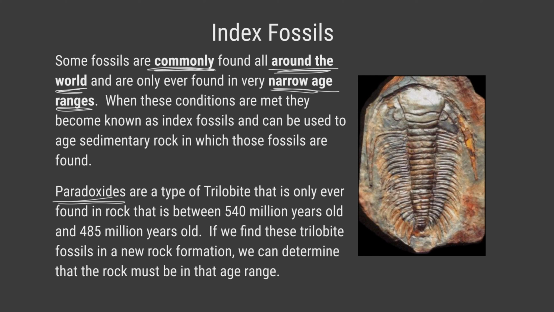They're found all the time, and they are never, ever found outside of that age range. So if we find these paradoxide trilobites in a new layer of rock, we know that that rock is then between 540 and 485 million years of age. So this is how index fossils can also be used to help determine the age of rocks.